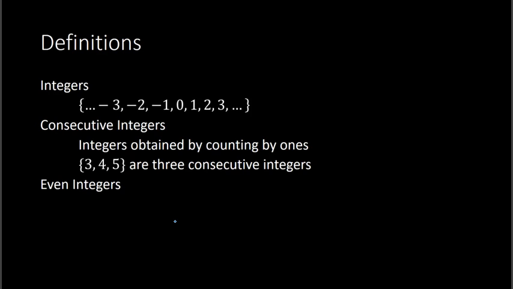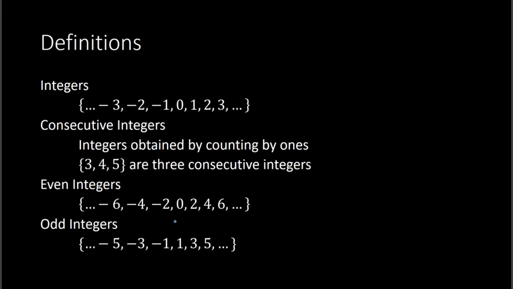When we say even integers, that could also include negative numbers. So it could be -6, -4, -2, 0, 2, 4, 6, etc. Those would all be examples of even integers. Odd integers would also include negative numbers, such as -5, -3, -1, and also the positive numbers, so 1, 3, 5, etc.